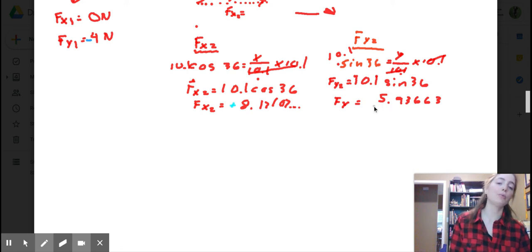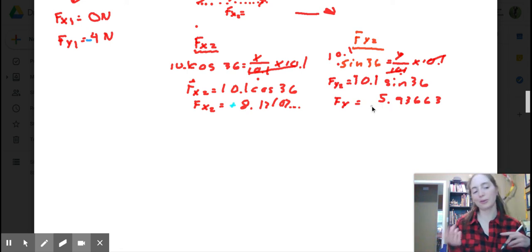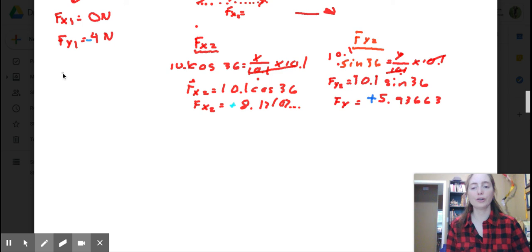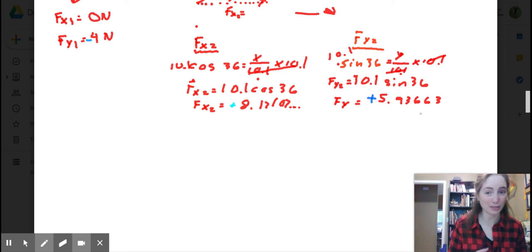Now it's very important for the y because we have both north and south vectors. So this one's going north and I chose to make south on my previous vector negative. So I am going to choose to make this guy positive. This guy here and this guy here are going in opposite directions. They have to have opposite signs. Otherwise, you're going to get the question wrong.